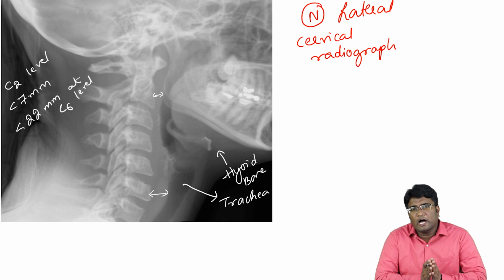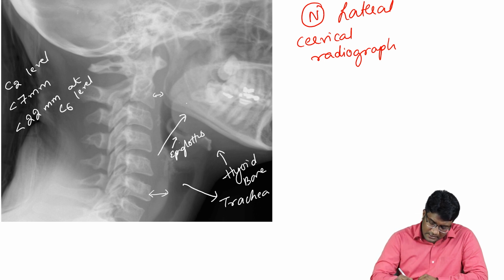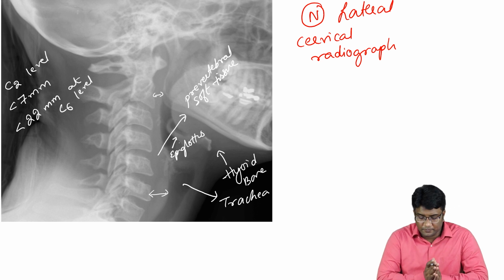So I'm teaching you how to look at a normal lateral cervical radiograph. You should identify the hyoid bone. You can see the tracheal lucency. This is the part of the epiglottis here. So this is the epiglottis. You are seeing this soft tissue area. This is the prevertebral soft tissue. This is the prevertebral soft tissue, and you should know its normal dimensions at the level of C2. So please look at here.